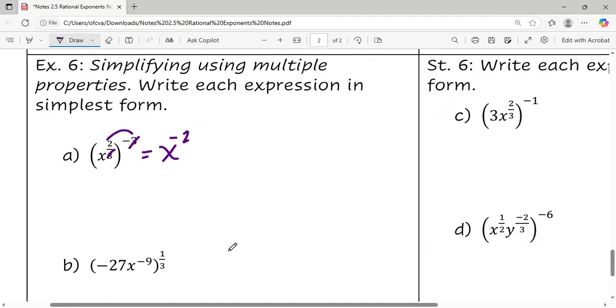And now the only thing I have to worry about is flipping that base over. So that becomes 1 over x squared. And we're okay with an exponent in the denominator. We're not okay with a rational exponent in the denominator. So no negatives, no rational exponents. That's your final answer for that one.